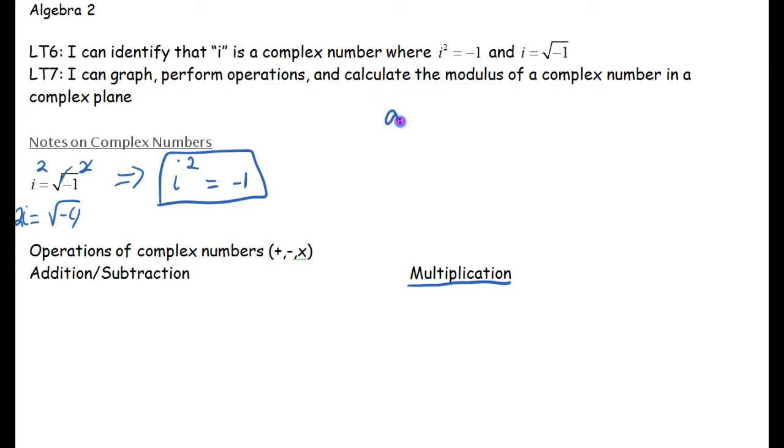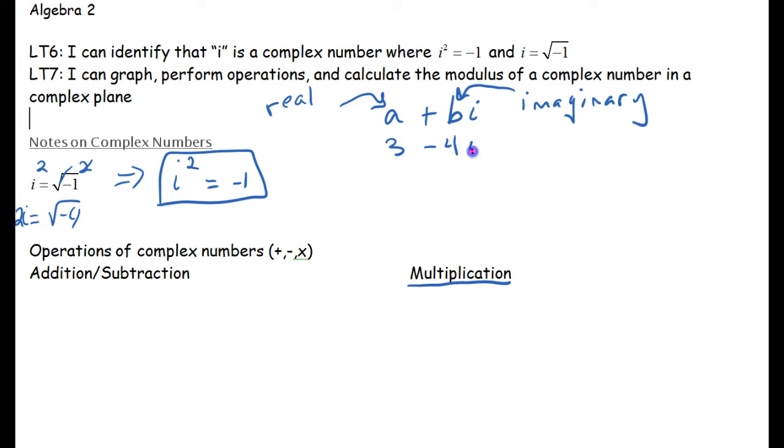In general, we represent it as a plus bi, where a is called your real part and b is called your imaginary part. So for example, 3 minus 4i, we know that 3 is your real part and negative 4 would be your imaginary part. Or if you just wrote the number 2i, there's not just an imaginary number there, there's actually a real part of it too, but it just happens to be 0, so we wouldn't write it.